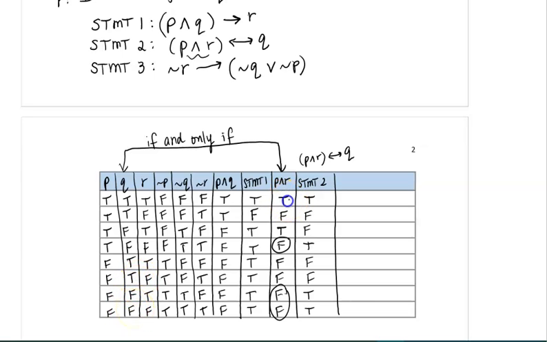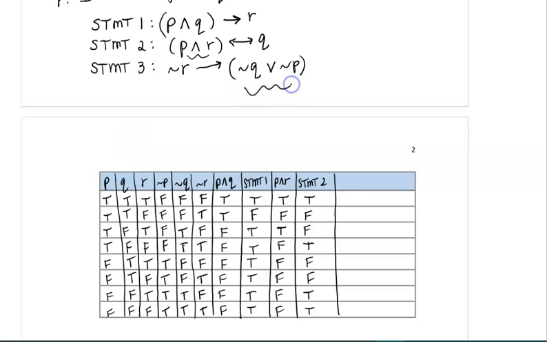Okay, lastly, we can move on to statement 3. So in statement 3, we're going to work with the parentheses first. This would be the negation of Q or the negation of P. So we're putting an or between these. Recall, or statements are only false when both parts are false, which occur in the first 2 cases, and then otherwise this will be true.